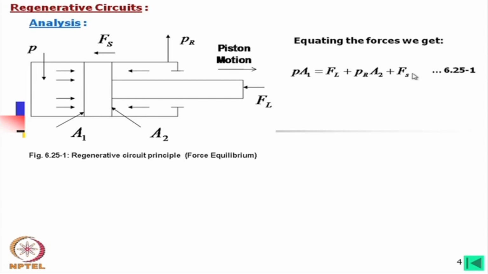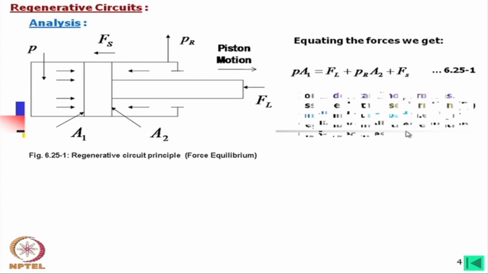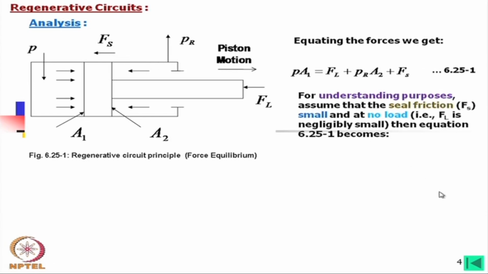Now, we can equate this force: P into A1, that is the full area, must be equal to FL plus PR into A2, whatever this pressure may be, plus Fs, the friction force. Okay. To understand how the regenerative circuit works, let us assume that the friction force is negligibly small, and we shall also equate this at no load.